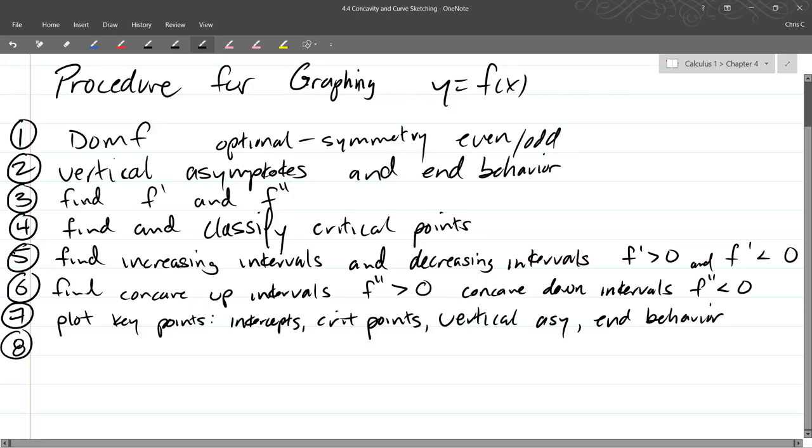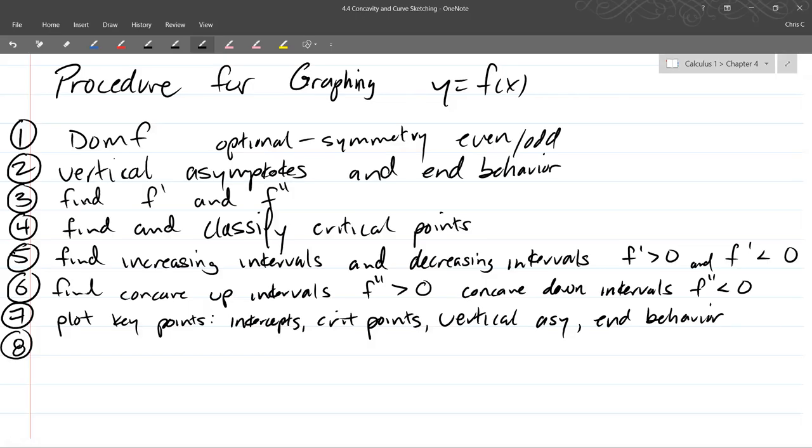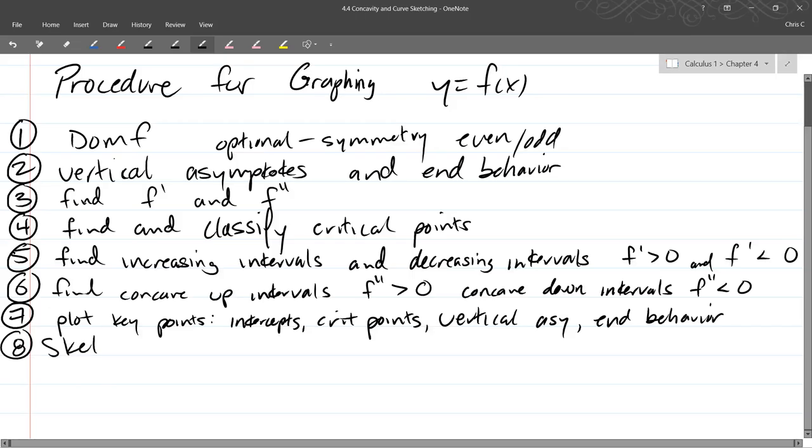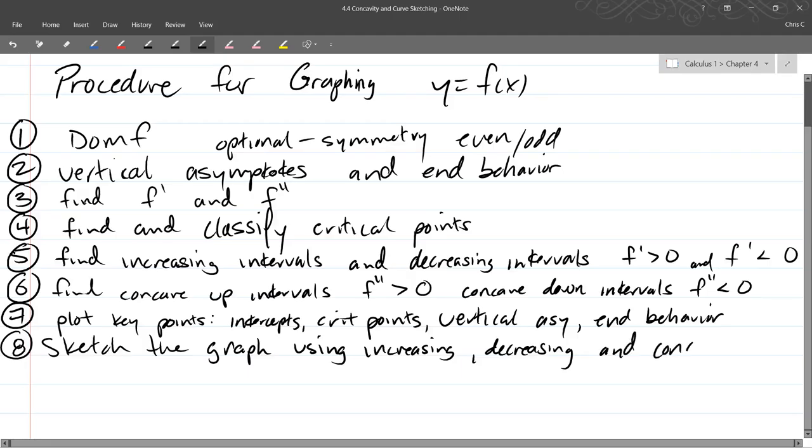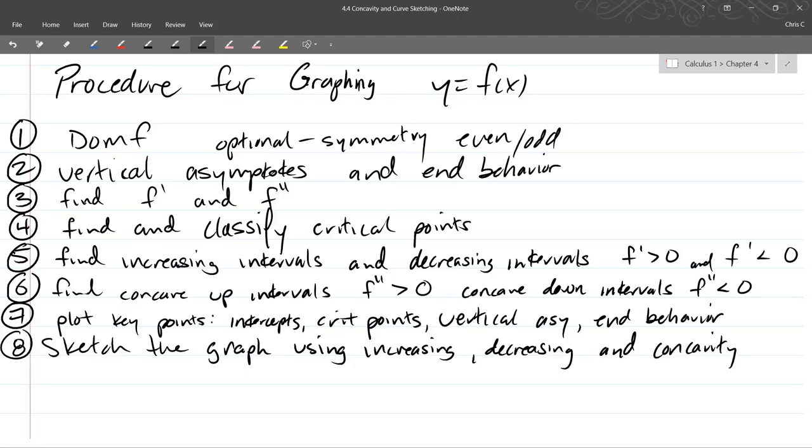Now step 8, we're going to use the increasing, decreasing intervals and concavity to sketch the graph. So we're going to know how the graph is. Should it be going up to the right, down to the right, and then should it be increasing in a concave up way, or should it be increasing in a concave down way? So we're going to use all that information.